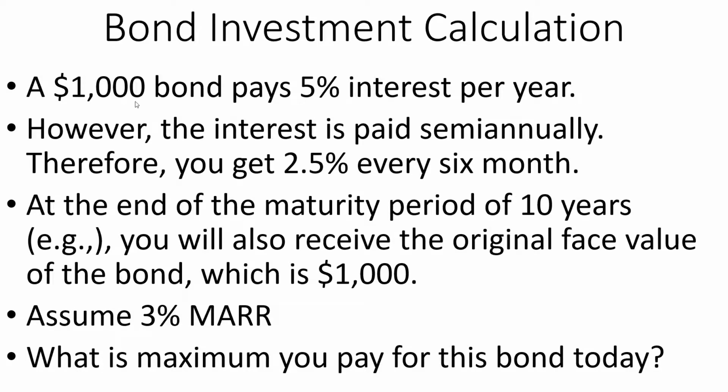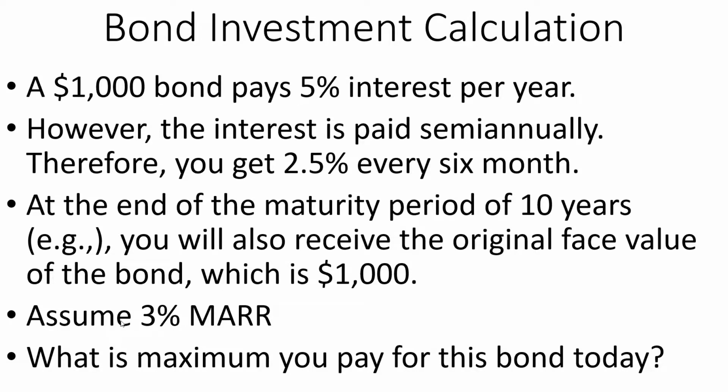So let's say you are going to invest in a $1,000 bond, which pays about 5% interest. Also, a bond generally does not pay per year. All the interest rates are typically mentioned per year, but a bond may pay every 6 months, every 3 months, quarterly, or monthly interest. And at the end of the maturity period, in this case, let's say a 10-year bond, you get the face value of the bond, which is $1,000 in this case, back.